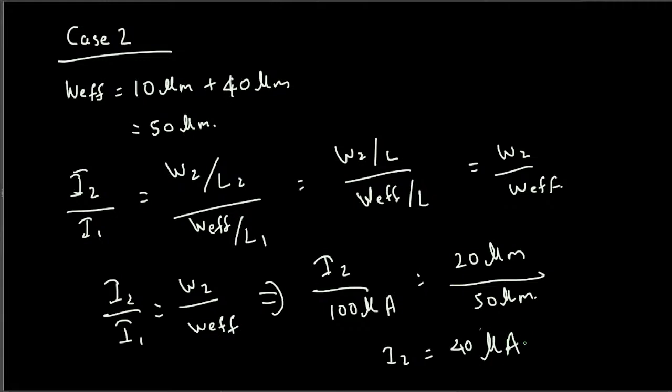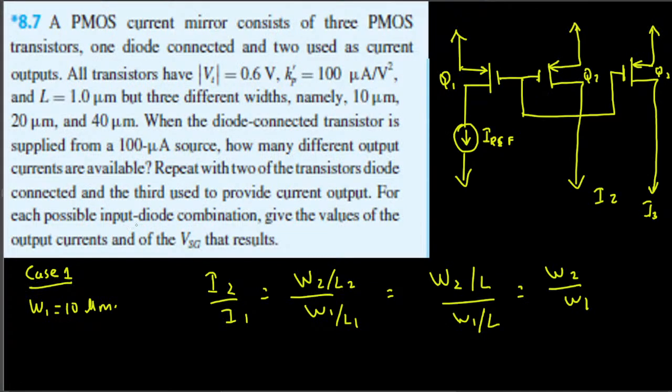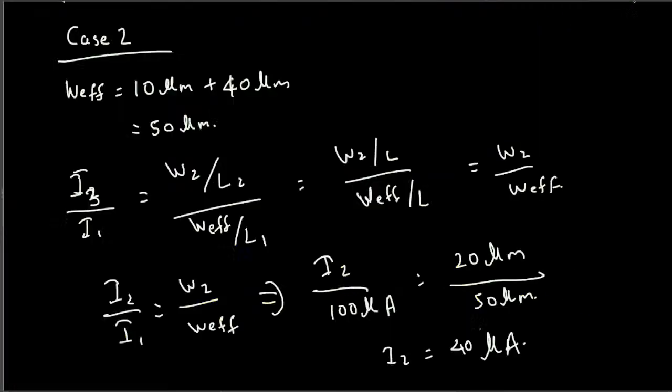But just name it as I3, because they say here, repeat, the two transistors are connected and the third is used to provide the current output. So whatever the third one is, the width is the one we didn't use, so it's better to choose W3 and then I3. This I3 becomes 40 microampere. So that is the second case.